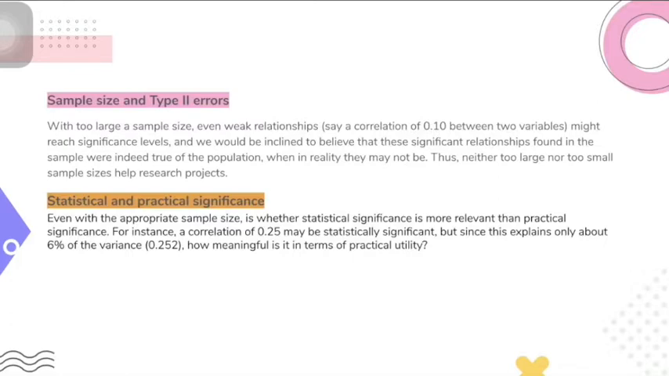Another point to consider, even with the appropriate sample size, is whether statistical significance is more relevant than practical significance. For instance, a correlation of 0.25 may be statistically significant, but since it explains about 6% of the variance, how meaningful is it in terms of practical utility?